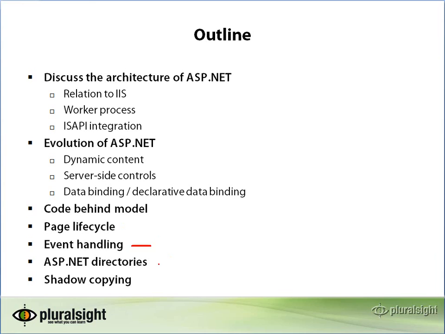And then we'll finish up by looking at some special directories that are defined in ASP.NET for things like placing code and deployed assemblies, as well as a discussion of the shadow copying mechanism, which makes it possible to deploy new binaries in your websites without having to shut down the web server. So that's going to be our goal. And we'll start off, as I mentioned, with a discussion of the general architecture and move on from there.